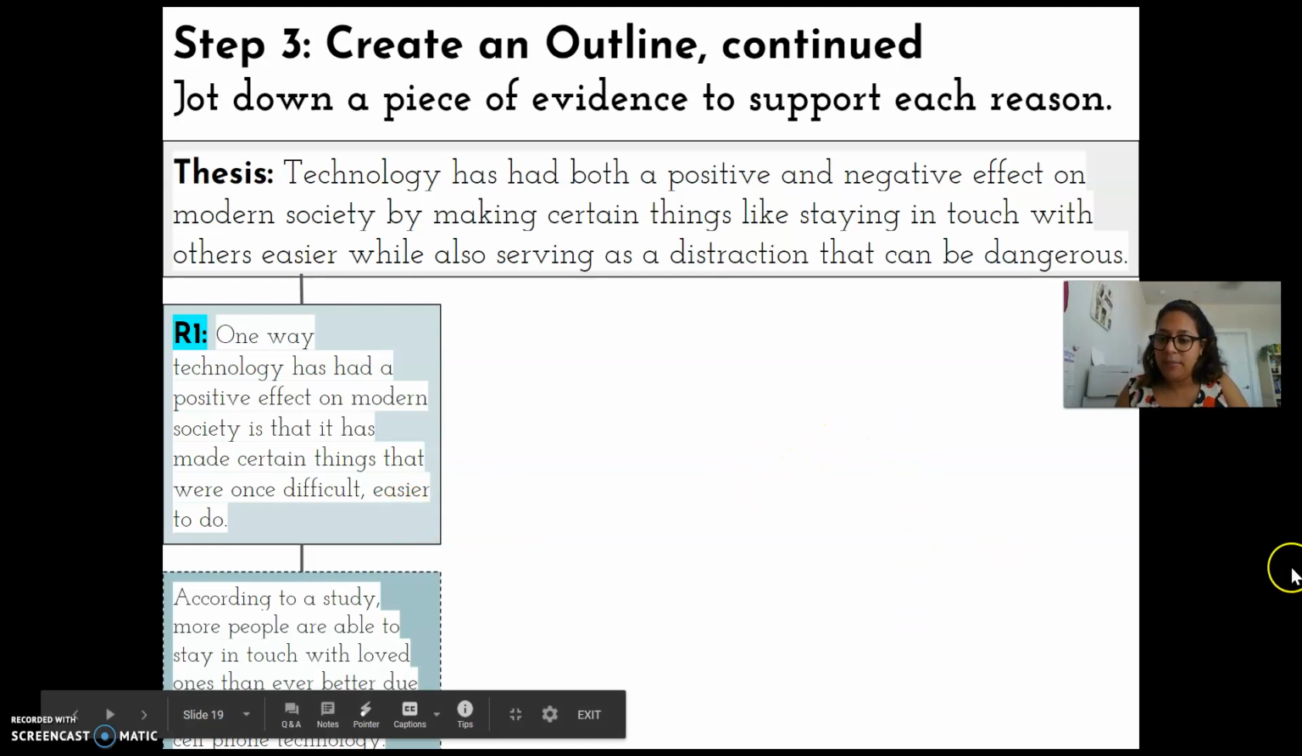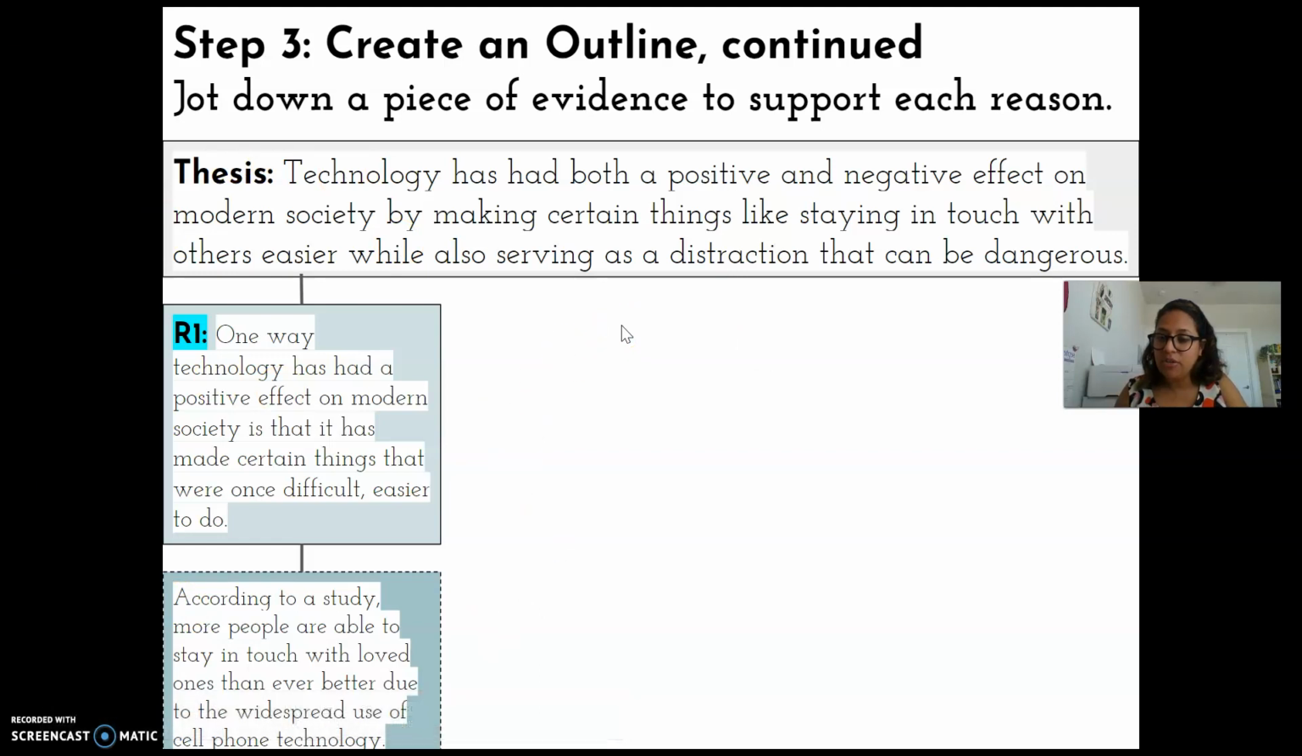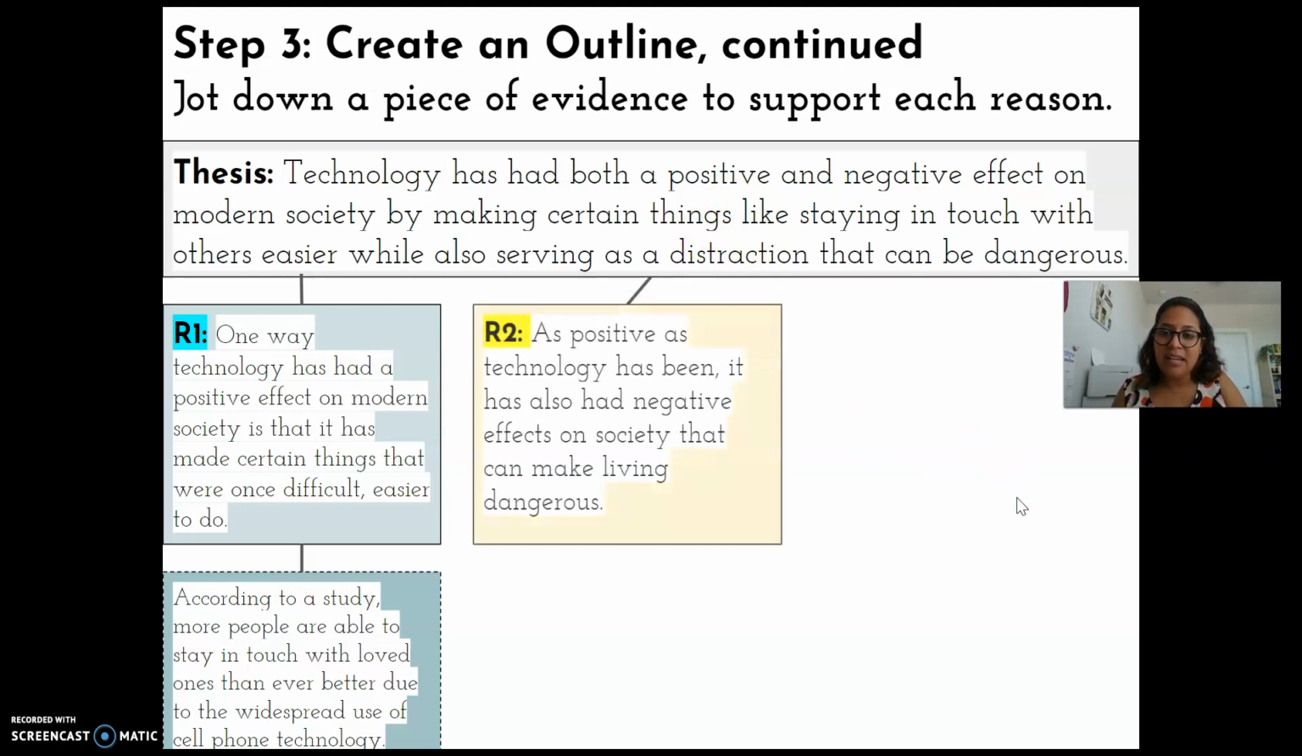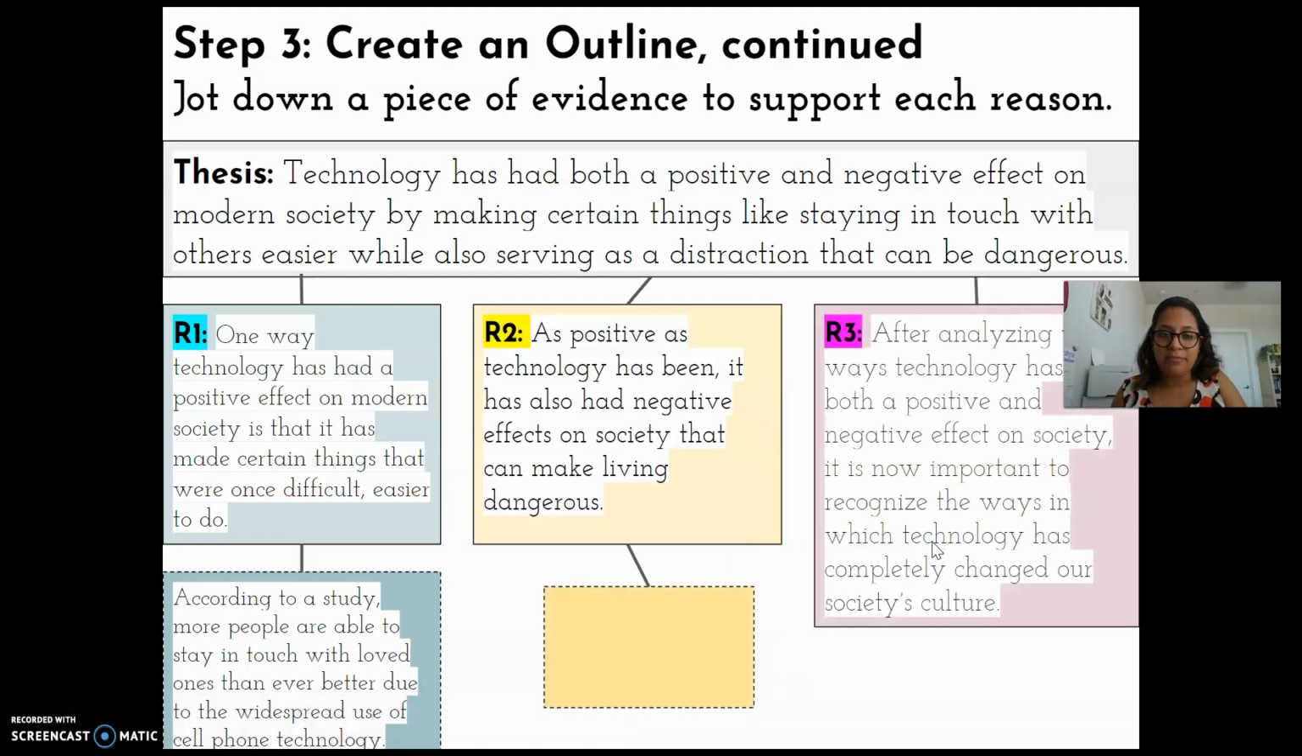So here, for example, is, according to a study, more people are able to stay in touch with loved ones than ever before due to the widespread use of cell phone technology. So of course I'm not going to do research on this topic, but if I were, I would perhaps cite a study that talks about how more people are able to stay in touch with loved ones due to the widespread use of cell phone technology. I would do the same process again, but for the second reason, and then again for the third reason.